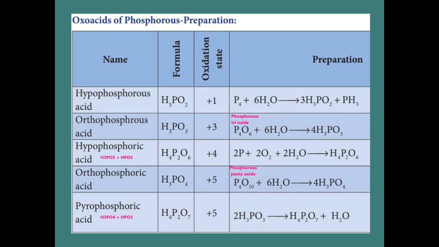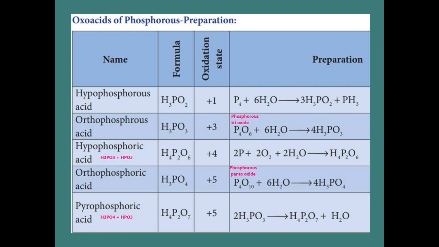The next one, orthophosphoric acid, formula is H3PO4. It is obtained when phosphorus pentoxide is reacted with water, it gives orthophosphoric acid. Now see that when phosphorus trioxide reacts with water, it gives orthophosphorus acid. Phosphorus pentoxide, when reacted with water, gives orthophosphoric acid.